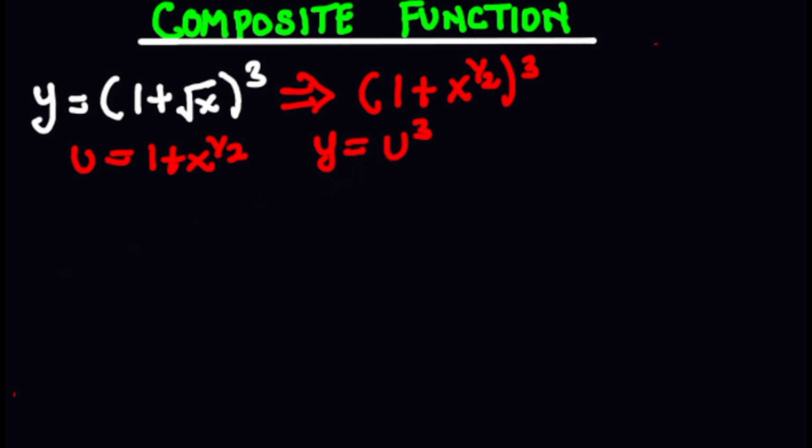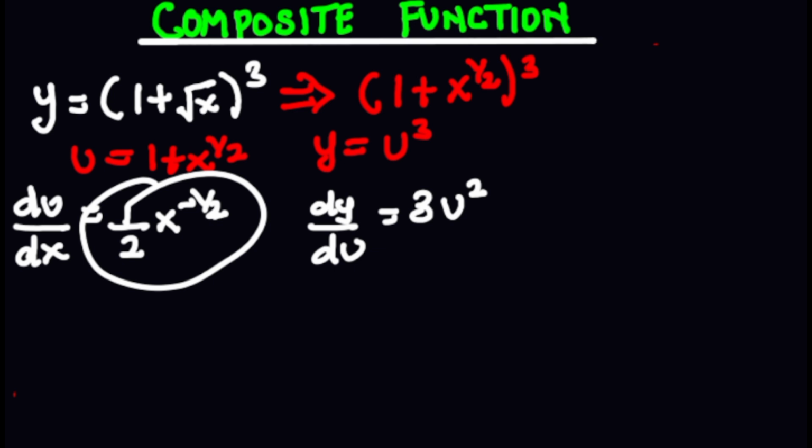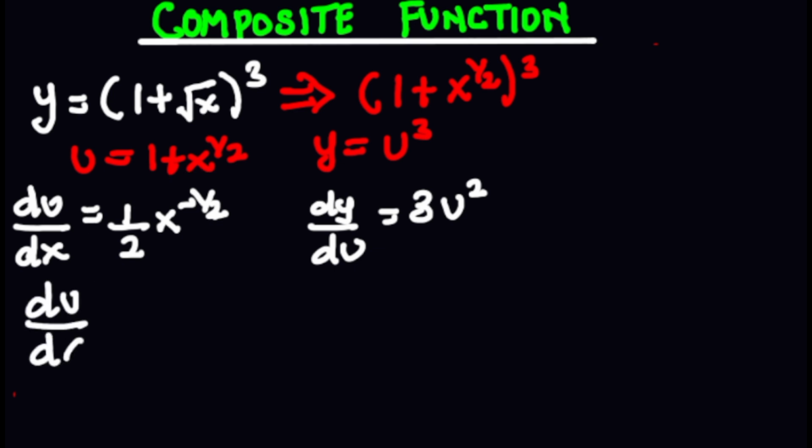So I can now go ahead and find du by dx. I'm going to have 1 over 2 x to the power minus 1 over 2. And then from there, I can go ahead and find dy by du. The dy by du in this case is going to give me 3u squared. Then if you look at this expression very well, I can simplify it a little bit further, so that du by dx is equal to 1 divided by 2 root x.